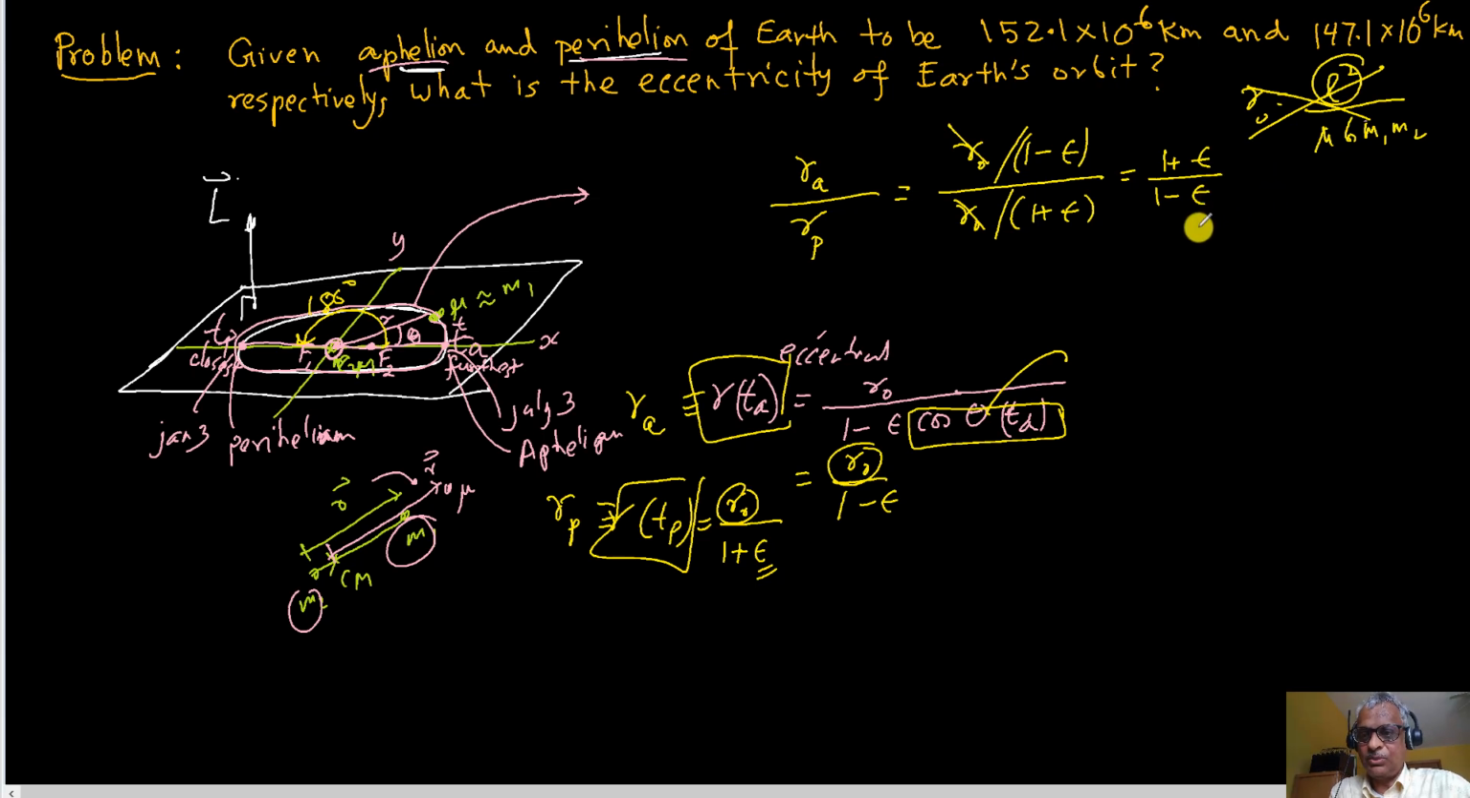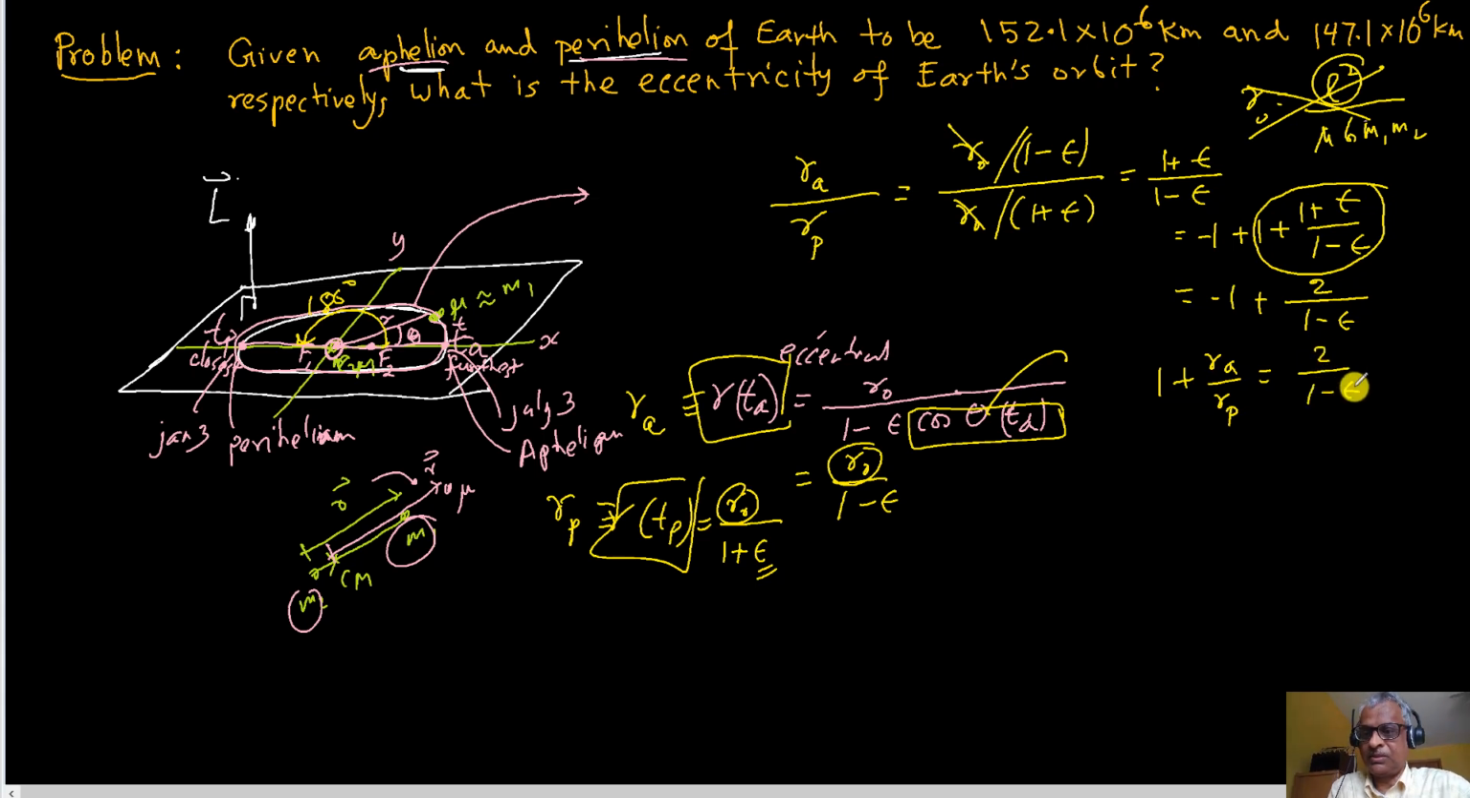You can see I can do one more thing: if I add 1 to it and subtract 1 from it, 1 plus epsilon over 1 minus epsilon, and then if you took all these together, then epsilon will cancel out to one side, and then we'll have a 1 minus epsilon. I've got a 2 over there, and then I can bring that over there, and you'll have a 1 plus RA over RP, and on the other side 2 over 1 minus epsilon.